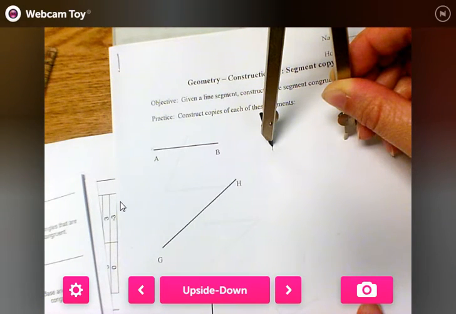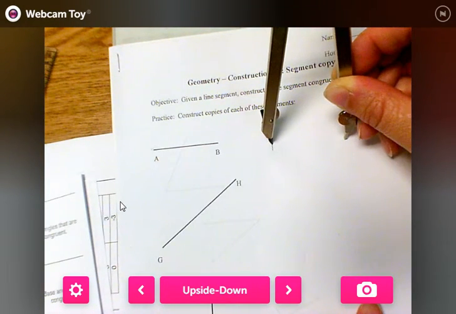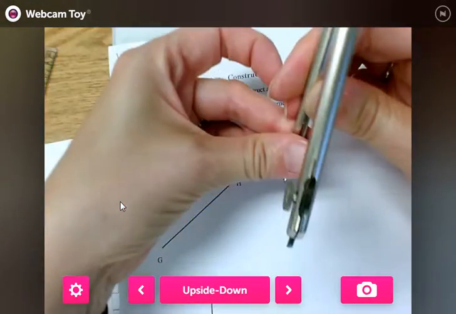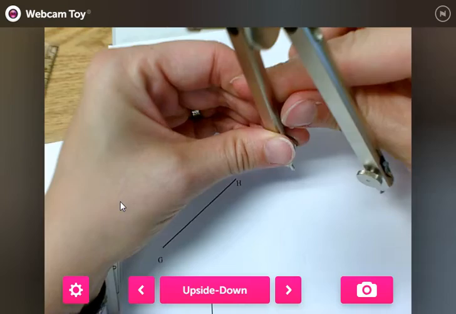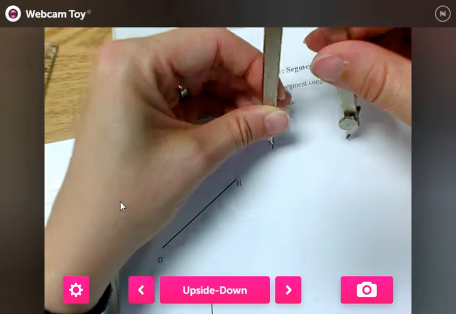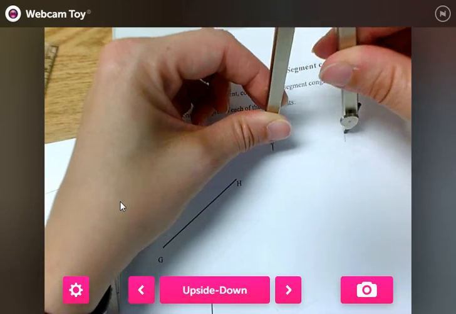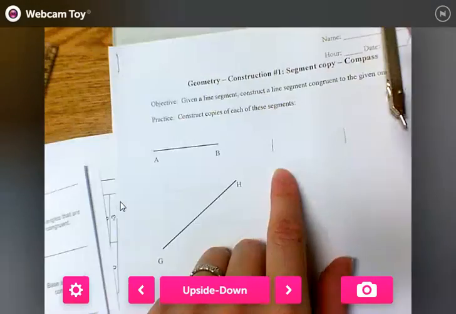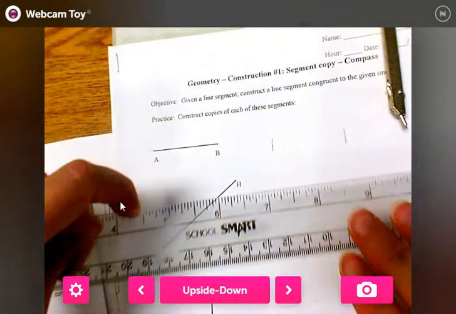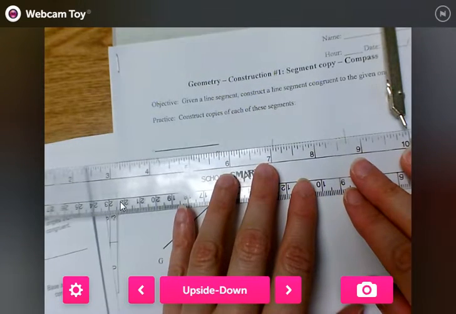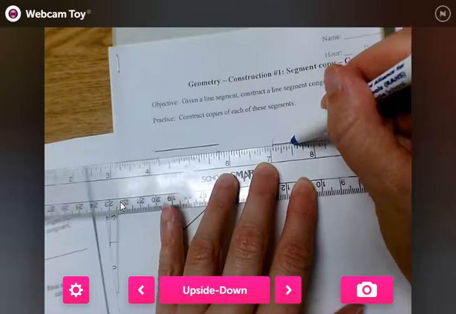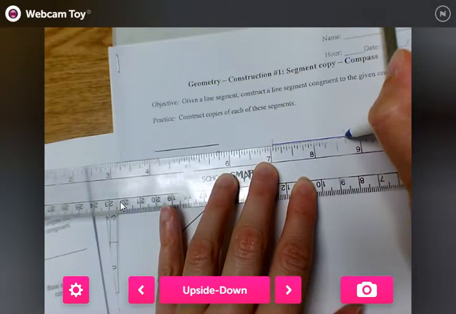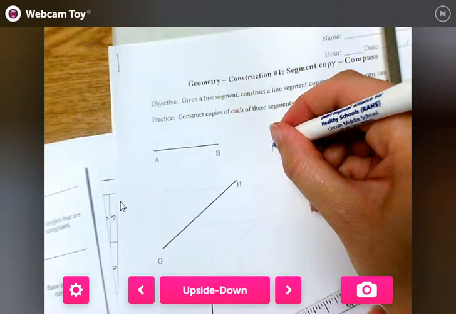And then I'm going to flip it over where my pointed end is on my mark. See my little pencil mark right there? I'm going to flip it over and draw another little arc the other direction. And then I'm going to take my ruler and connect those two little marks together. And we've created my new segment.